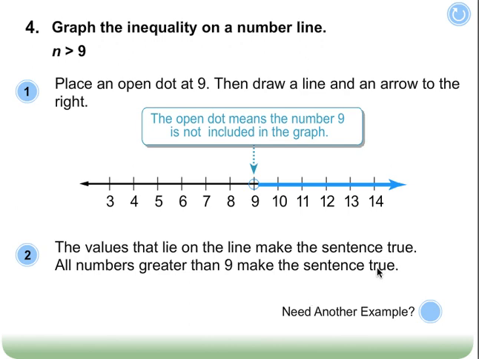See, the values that lie on the line make the sentence true. All numbers greater than 9 make that sentence true.